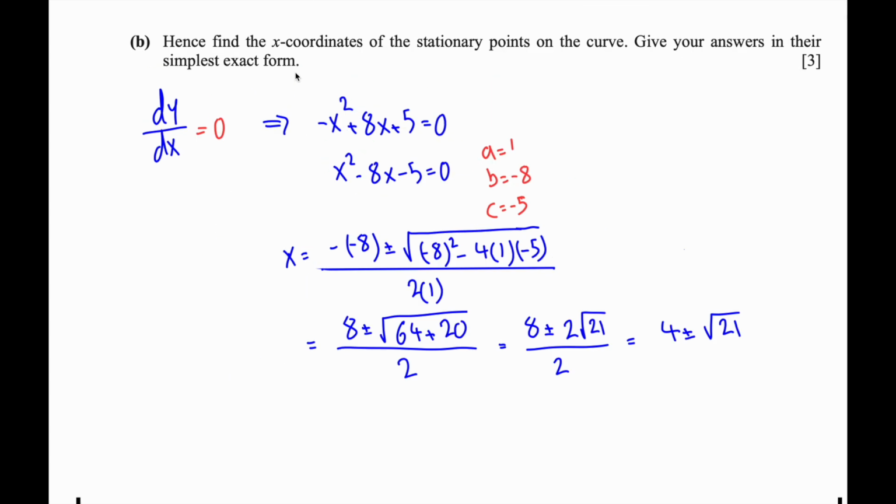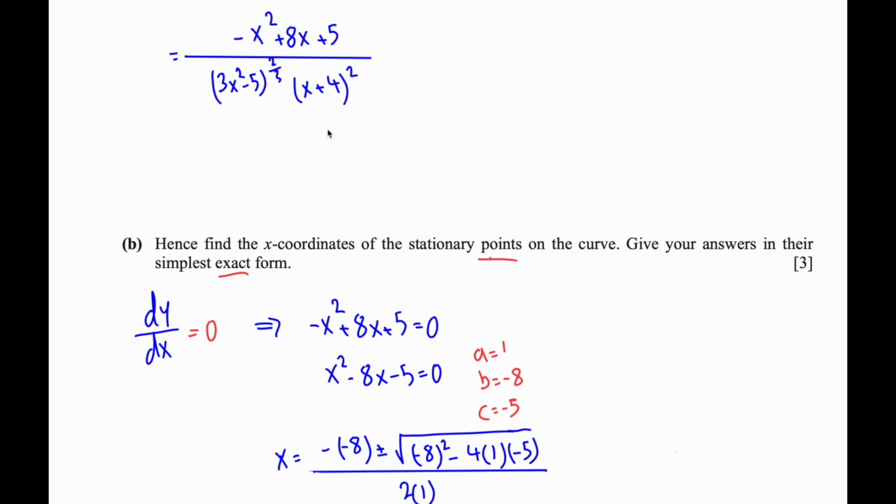In part B, I have to make use of what I found in part A because they use the word hence, and I have to find the x-coordinate of the stationary points on the curve. I have to give my answers in the simplest exact form. For stationary points, it's very obvious. I have to put the first derivative equal to 0.